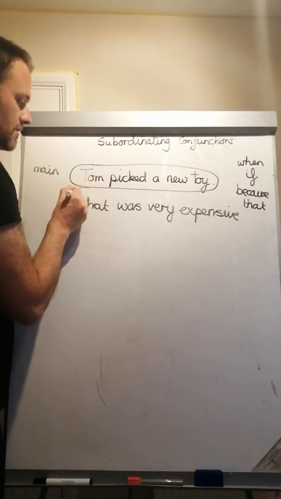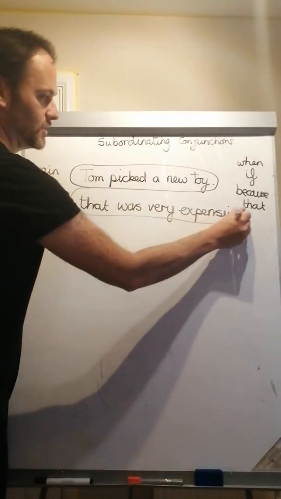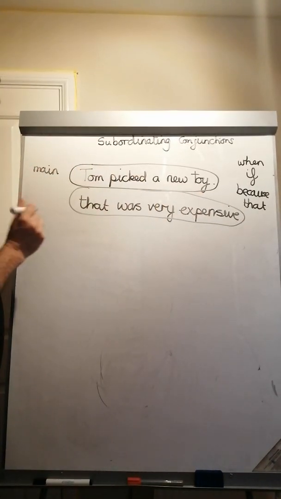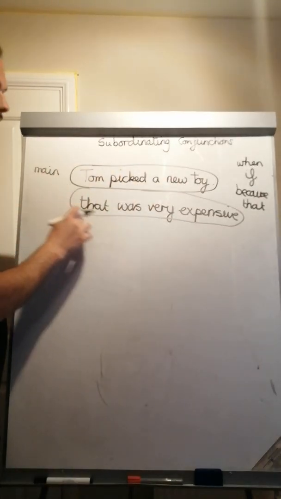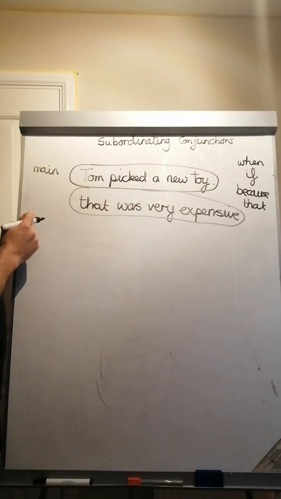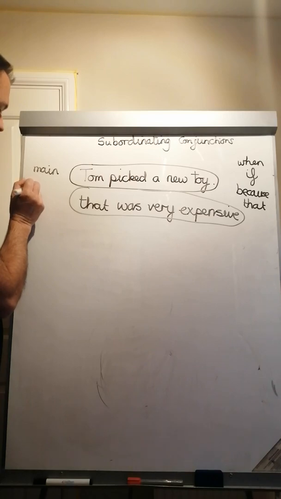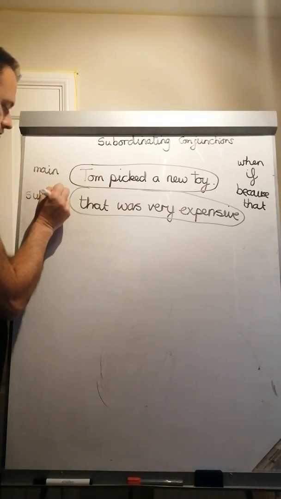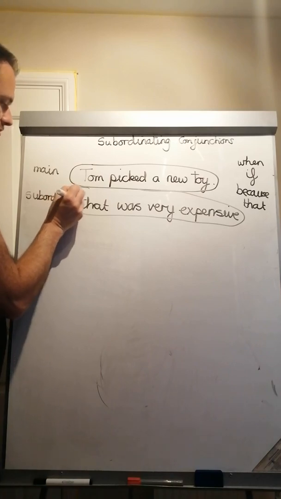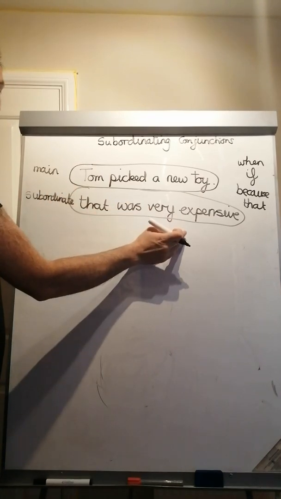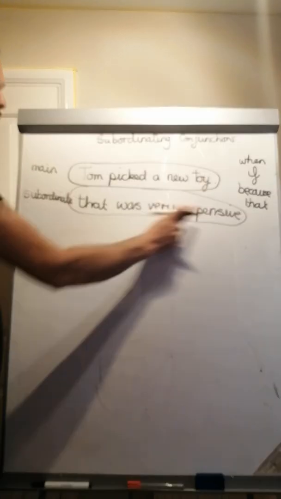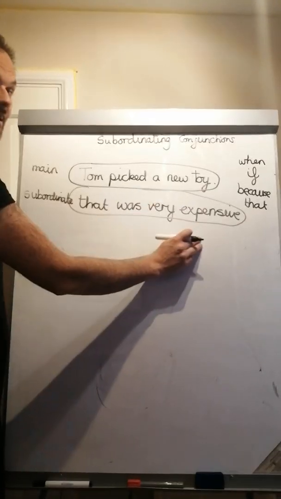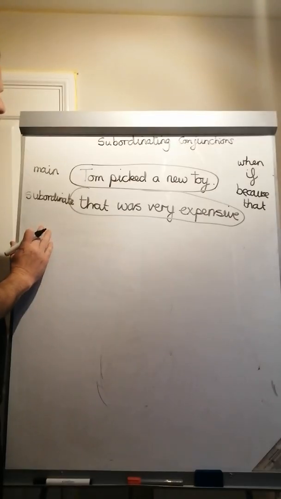Okay, that was very expensive. Now actually that does make sense by itself, that was very expensive. But we want to know what was very expensive. Oh, the new toy that Tom picked. So this is still the subordinate clause. Although it does make sense by itself, the reader or the person reading the sentence wants to know what was very expensive, and it's going to be the new toy.